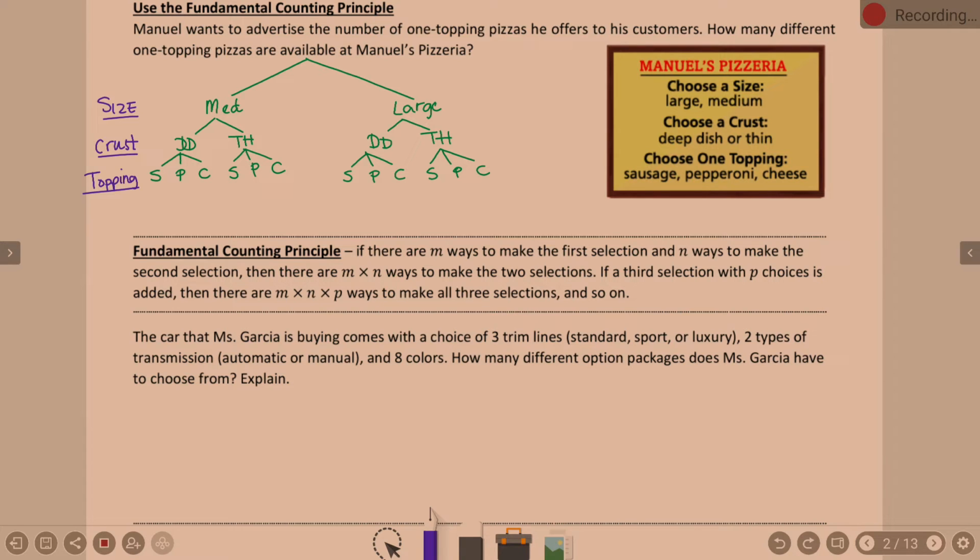How many size choices did we have? How many crust choices did we have? How many topping choices did I have? What do I do with 2, 2, and 3? We multiply them. What is 2 times 2 times 3? And that is 12. So there are 12 different pizzas I could pick from, or I could order, based on what size I pick, the crust I pick, and the topping I pick. Okay?